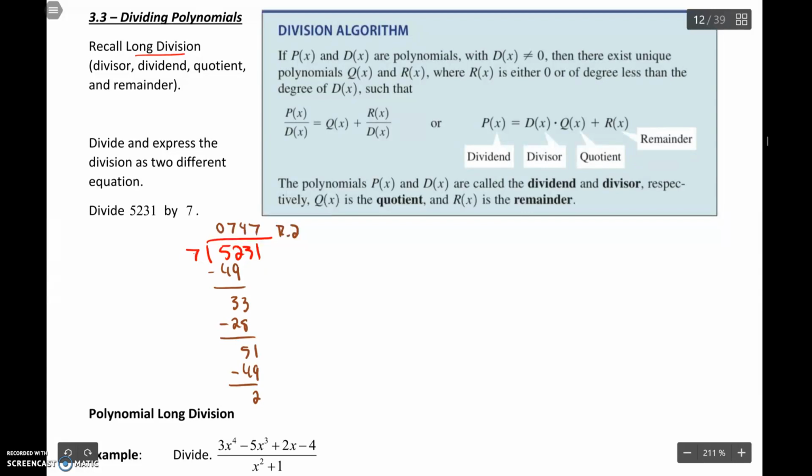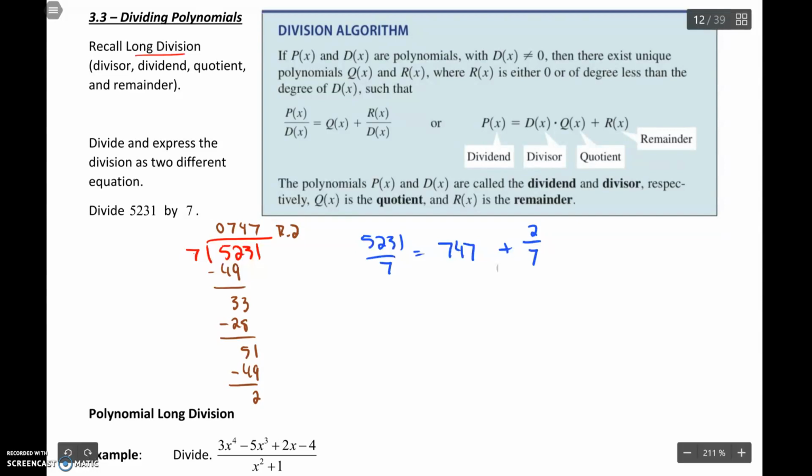And then I can write this as 5,231 divided by 7 is equal to my quotient plus my remainder over my divisor. Normally we don't put the little plus here, but there is a plus when we write mixed numbers, so I'm putting a plus because that's how we're going to do it when we do polynomials.